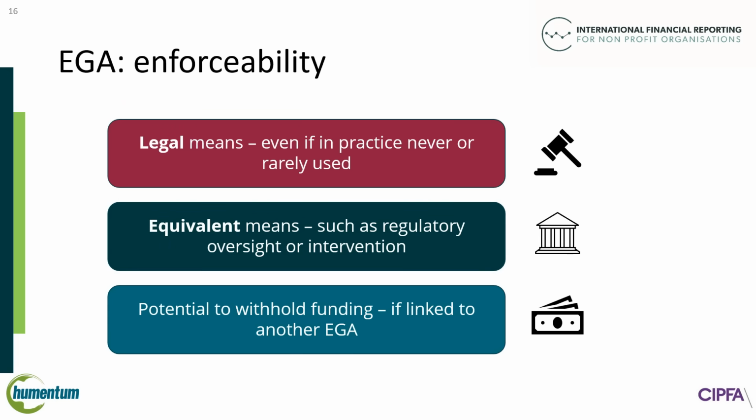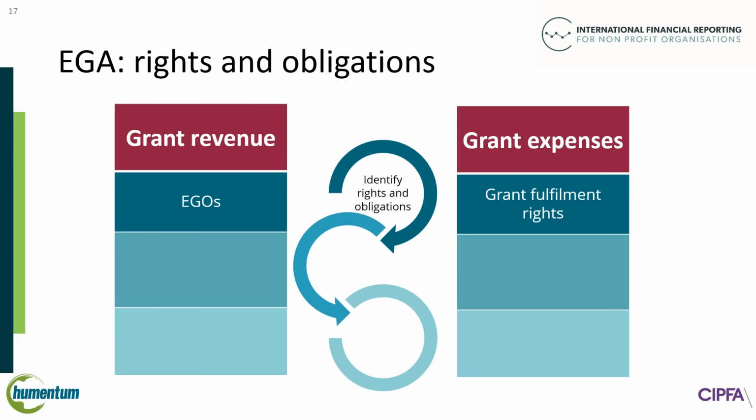A grant provider may have the ability to reduce or withhold future funding if a grant recipient does not meet its obligations. However, this is not a valid enforcement mechanism on its own. This is because the grant provider will not have a present obligation to provide the future funding at that point. However, if the grant provider has another EGA with the same grant recipient, and the terms of this other arrangement specifically allow the grant provider to reduce future funding, if the other EGA is breached, then this could be a valid enforcement mechanism.